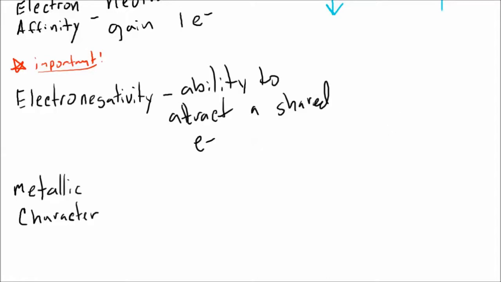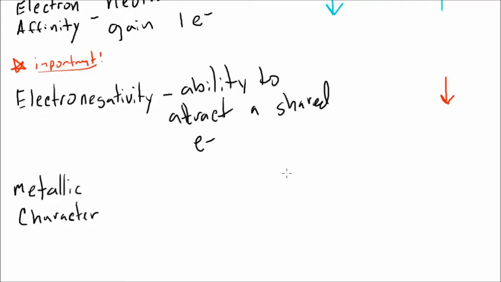So what trends do we see? Well, as you go from the top of a group down to the bottom of a group, in general, the electronegativity decreases. Oops, I put that in the wrong spot. I started in the wrong order, but that's okay. So lithium's electronegativity is higher than francium's, and nitrogen's electronegativity is greater than bismuth's. As you go from the top of a group to the bottom, the electronegativity decreases.